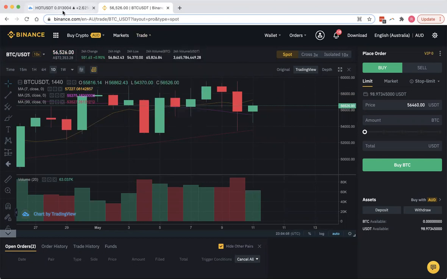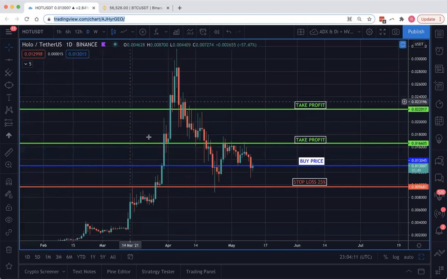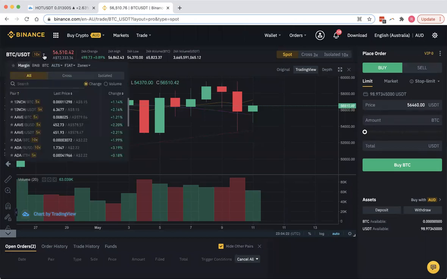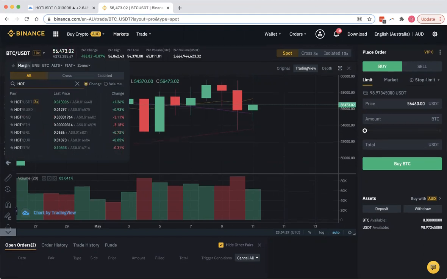In our trade today, we're going to trade HOT against the US dollar, and our buy price is down here at 0.013. So what we need to do is head back over to Binance, and you can search here for HOT USDT.